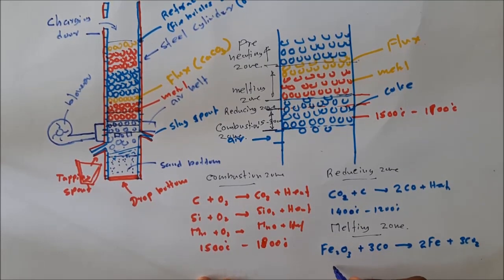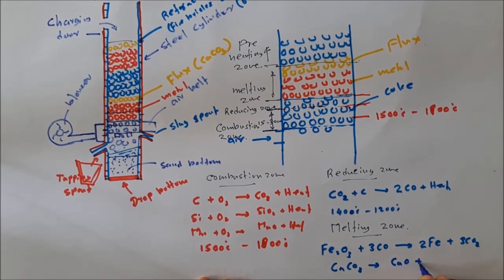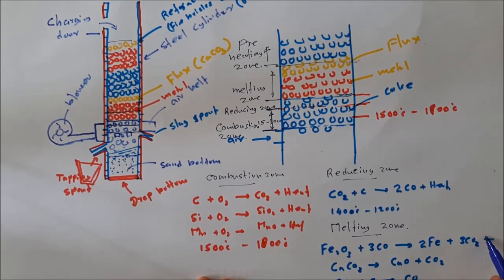To produce more carbon monoxide, the calcium carbonate produces calcium oxide plus CO2. The CO2 reacts with the carbon and produces carbon monoxide for this operation. This is the main chemical reaction we want, to convert the ferrous oxide to ferrous. That's why we are using calcium carbonate as the purification agent, to produce carbon dioxide and react with the coke and produce the carbon monoxide for this operation in the melting zone.